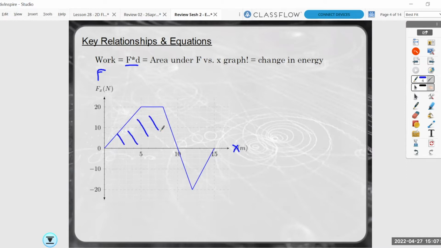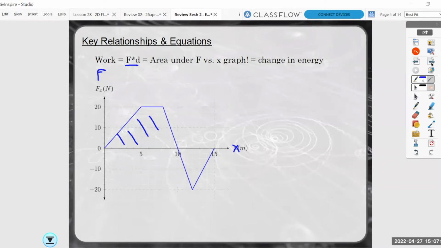So knowing your graphs, if they give you the two axes, what does the slope mean? What does the area mean? In this case, the slope doesn't really mean much of anything for this particular type of graph.